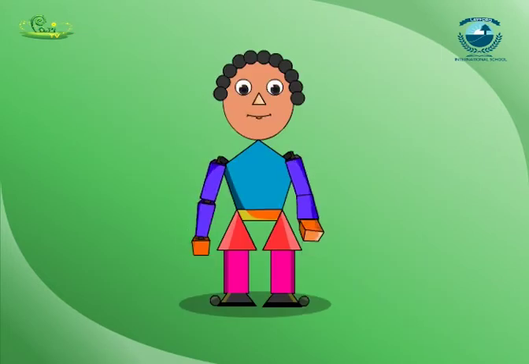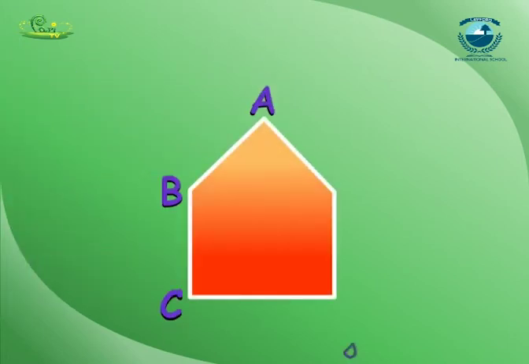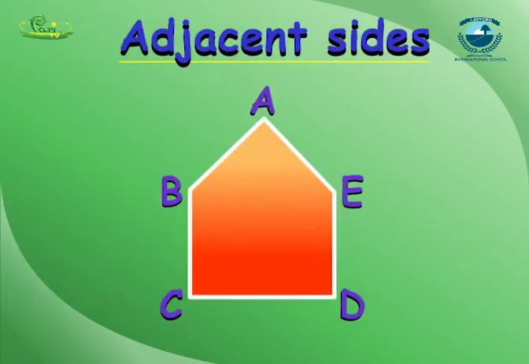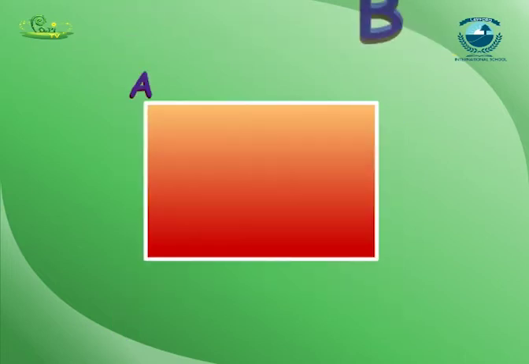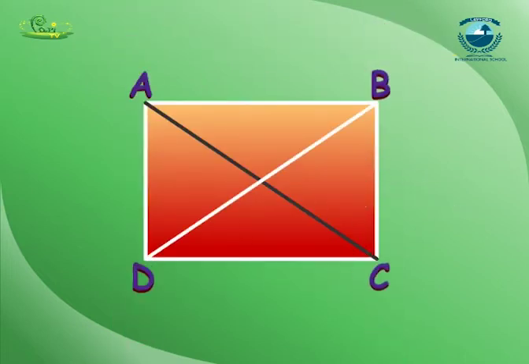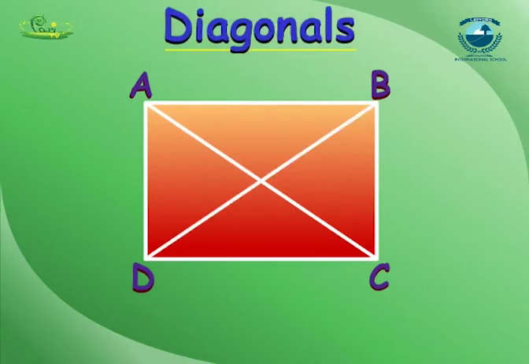And do you know what we will call a pair of sides that share a common vertex? We call them adjacent sides. Any two sides with a common endpoint are called the adjacent sides of the polygon. And are there adjacent vertices too? Yes, there are. The endpoints of the same side of a polygon are called the adjacent vertices. So, what is the diagonal? The line segment joining two opposite vertices is called a diagonal.